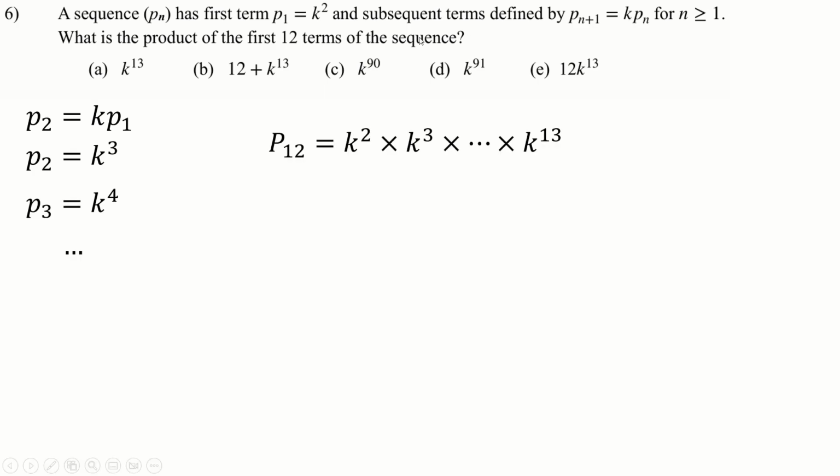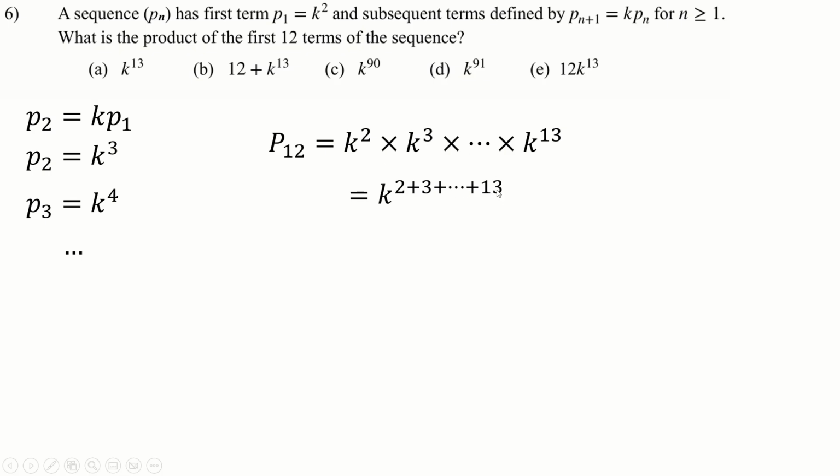It says, what's the product of the first 12 terms? Well, the first 12 terms are k squared times k cubed times k to the 4 times all the way up to k to the 13. The third term is k to the 4, so the 12th term is going to be k to the 13, right? So all we need to do when we times all these things together is add up all the powers. So we're just doing 2 plus 3 plus and so on.